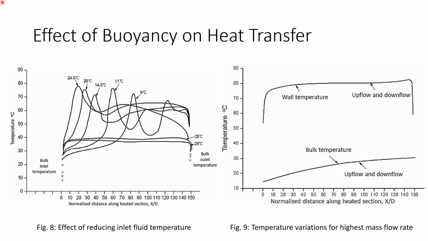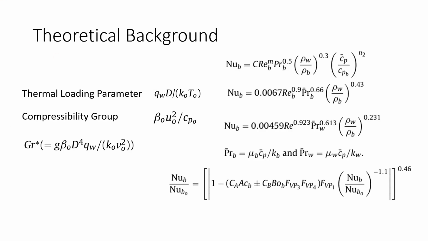So in terms of theory, how can we understand the behavior of supercritical fluids? Different papers, different researchers tried to explain this differently, but more or less they are attributing these effects to the buoyancy effects and the mixing effect in the supercritical fluids. So they defined this parameter known as the thermal loading parameter, which is defined as QWD by K naught T. So QW is the flux, D is the diameter, K naught is the thermal conductivity, and T is the temperature.